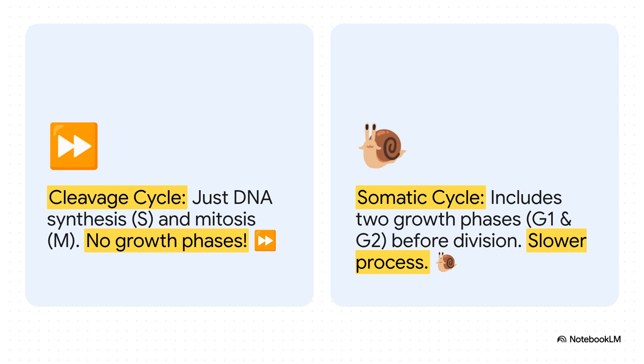So you might be wondering, how is it so incredibly fast? Well, the secret is a brilliant little shortcut in the cell cycle. See, a normal cell, like the one on the right, has to take time to grow during these G1 and G2 phases. But during cleavage, the cells just skip those growth phases entirely. They just copy their DNA, divide, copy, divide, over and over. This cellular shortcut allows for an unbelievably rapid multiplication.